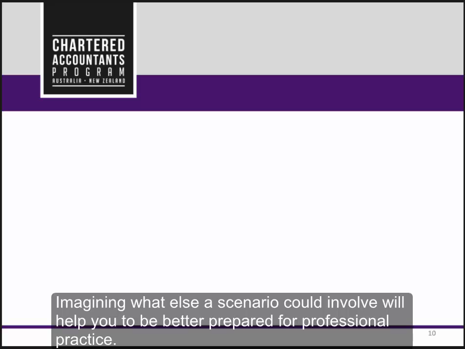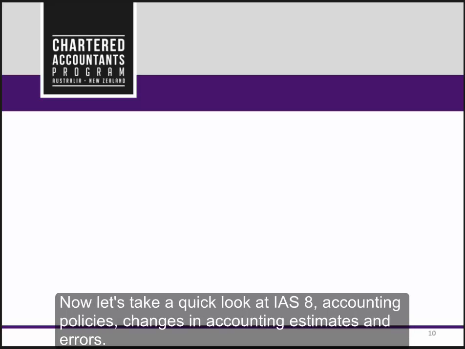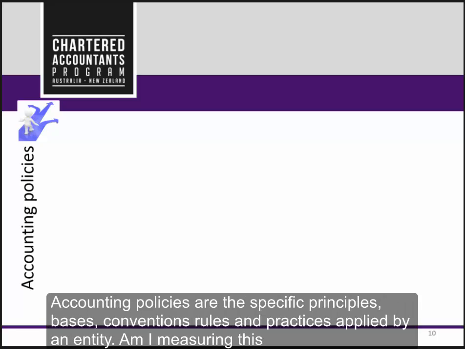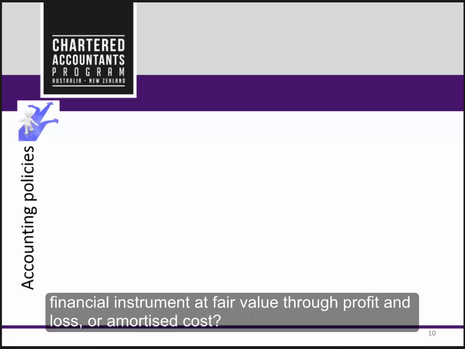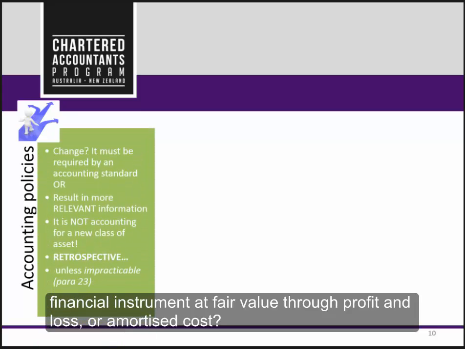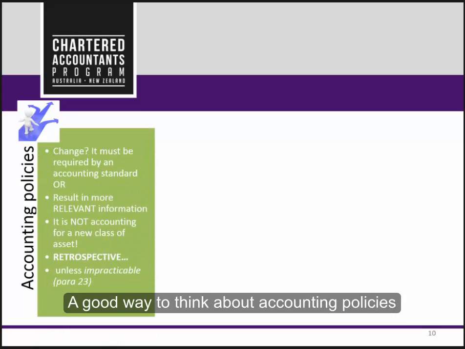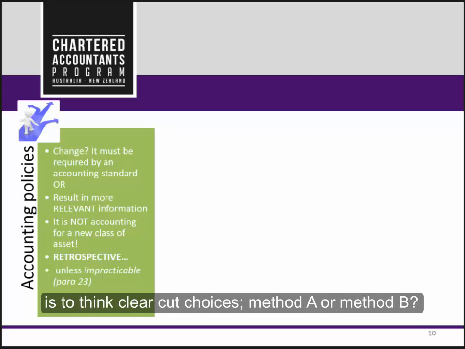Now let's take a quick look at IAS 8 accounting policies, changes in accounting estimates and errors. Accounting policies are the specific principles, bases, conventions, rules and practices applied by an entity. Am I measuring this financial instrument at fair value through profit and loss or amortized cost? A good way to think about accounting policies is to think clear-cut choices, method A or method B.